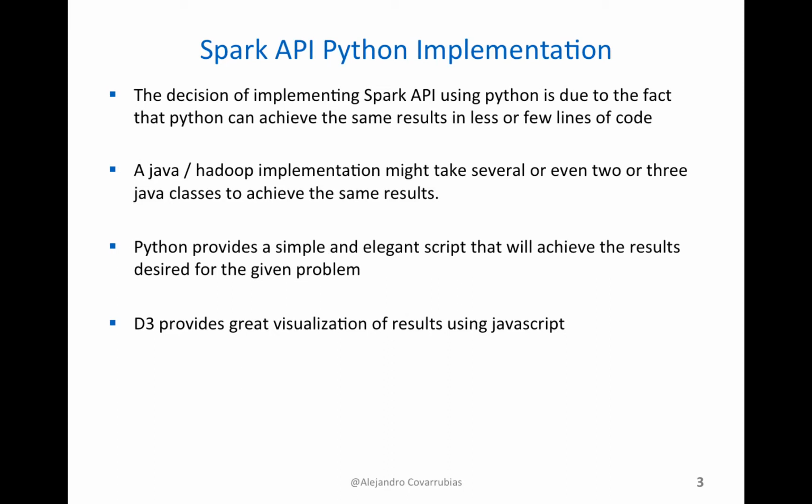And again, Python provides just a simple and elegant script that achieves the results desired for the given problem in just a few lines. And then D3 was a no-brainer when choosing what tool or what technology to use in order to get our visual results. D3 was a no-brainer just because you can implement that in JavaScript, and you can do pie charts, you can do histograms, and you have all of these different visual options in order to show the results of your data.